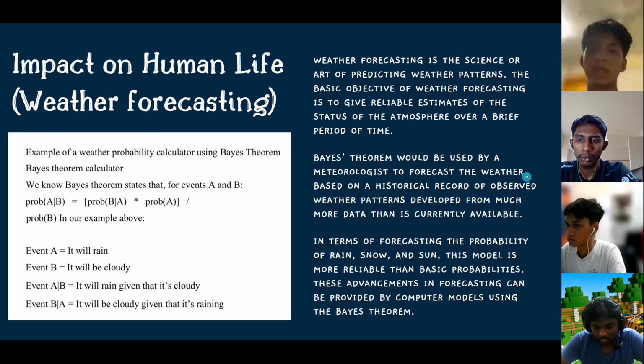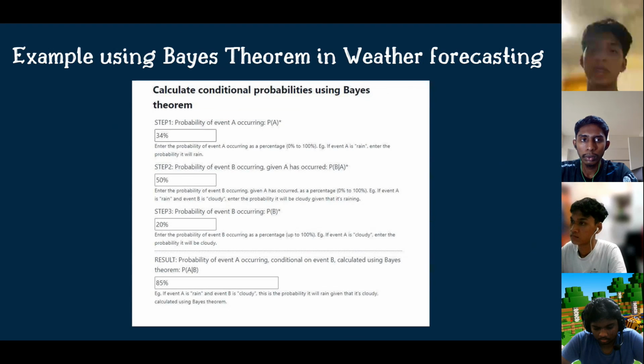There are examples of a weather probability calculator using Bayes theorem in the Bayes theorem calculator. We know Bayes theorem states that for events A and B, the probability of A given B equals the probability of B given A times the probability of A, divided by the probability of B. In our example above, event A is it will rain, event B is it will be cloudy. Event A given B is it will rain given that it's cloudy, and event B given A is it will be cloudy given that it's raining. There are also examples using Bayes theorem in weather forecasting.